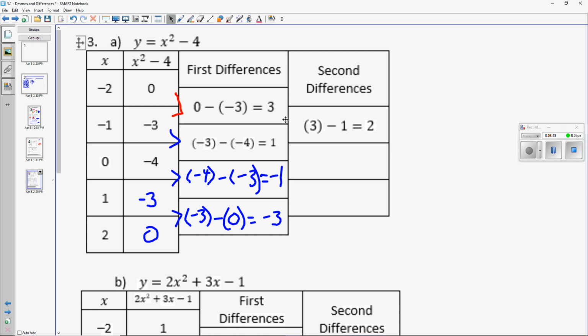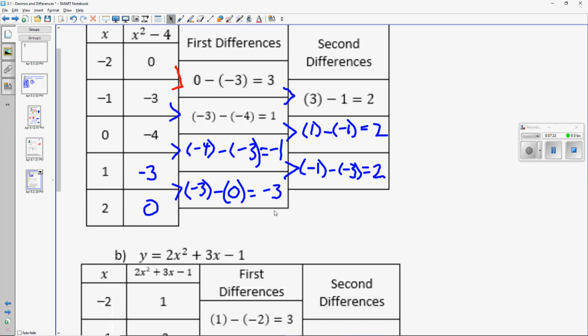The second differences are basically just the calculation of the difference between the first differences. So 3 minus 1 gives us 2. We do the same again for this one, and we end up with 1 minus -1, which gives us 2. Notice how I always use brackets here. And we do the same for the last one. So that's peculiar. It works for second differences, but it doesn't work for first differences.